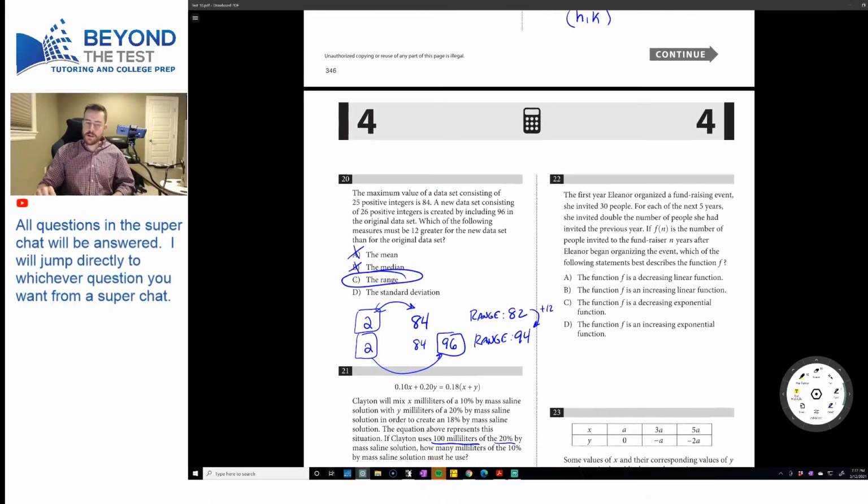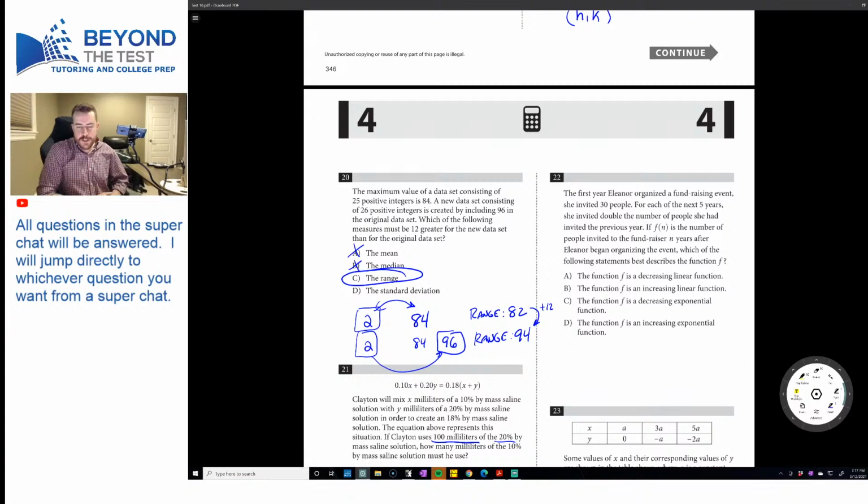All right, now we're up to question 22 here. It says, the first year Eleanor organized a fundraising event, she invited 30 people. For each of the next 5 years, she invited double the number of people she had invited the previous year. If f of n is the number of people invited to the fundraiser n years after Eleanor began organizing the event, which of the following statements describes the function of f?